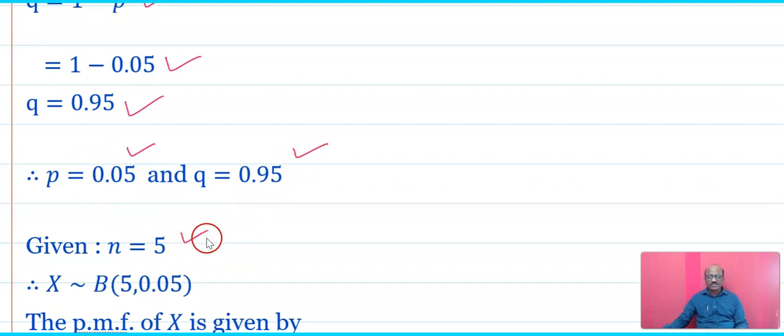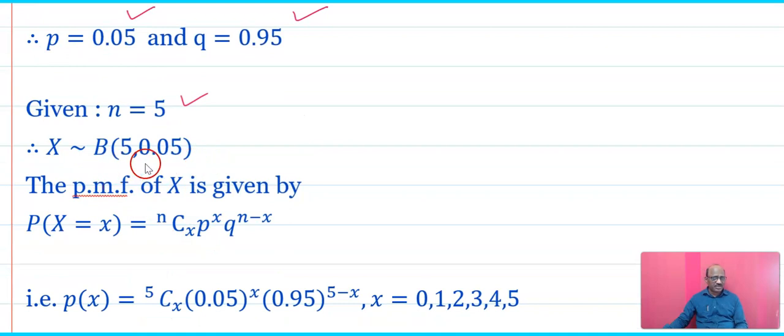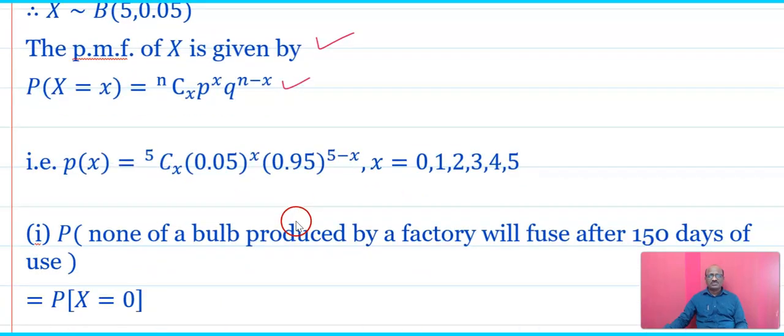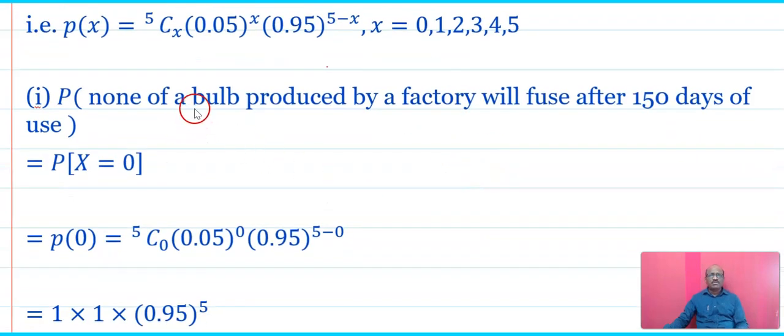N is equal to 5. X follows the binomial distribution with N equal to 5 and P equal to 0.05. Therefore, the probability mass function is given by P(X = x) = nCx P^x Q^(n-x). Substitute the values of N, P and Q, where the value of x is 0, 1, 2, 3 up to 5.